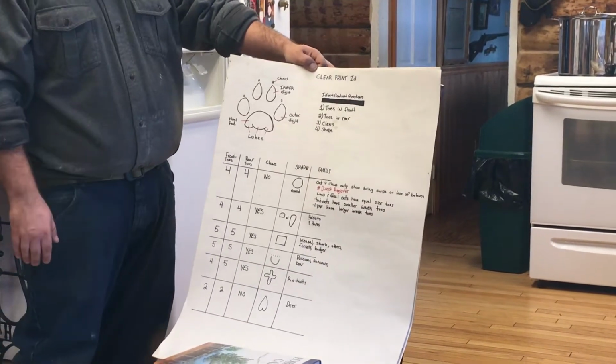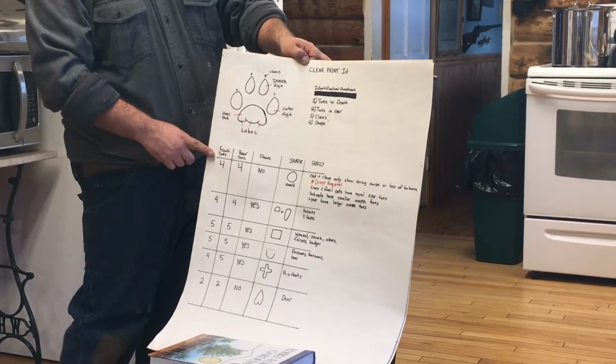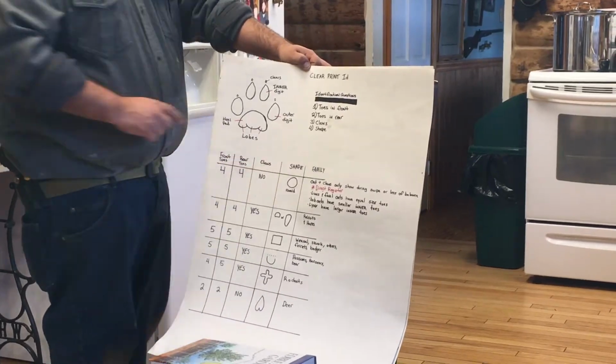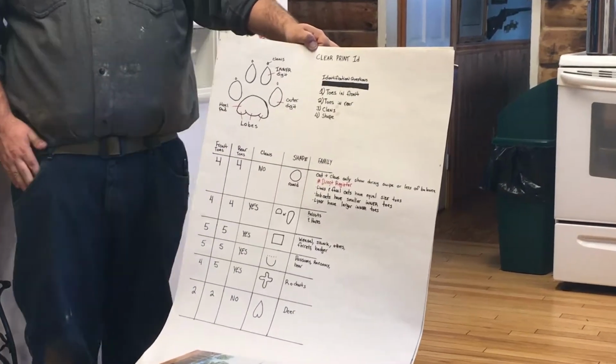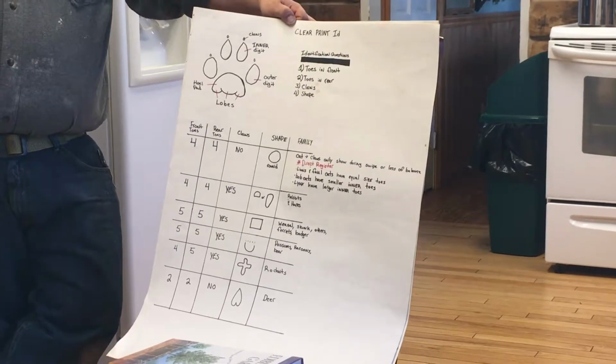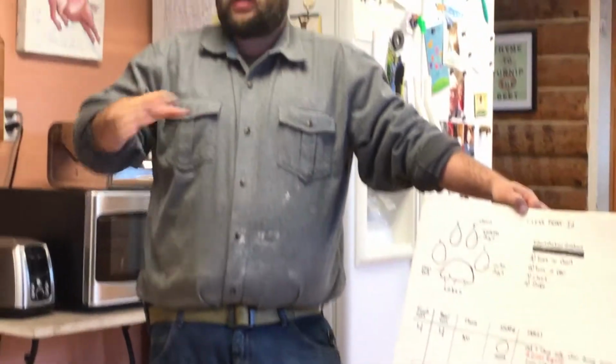So we ask ourselves the question, how many toes are in the front? If it's 4 toes in the front, 4 toes in the rear, no claws, and a round shape, it's in the cat family. And you're like, oh, Scott, cats have claws. They're only out when they're swiping at something, or when they're slipping and they need to grab on. Otherwise, their claws are up in their toes.